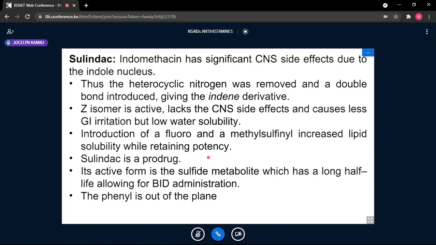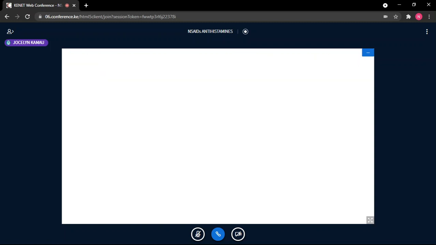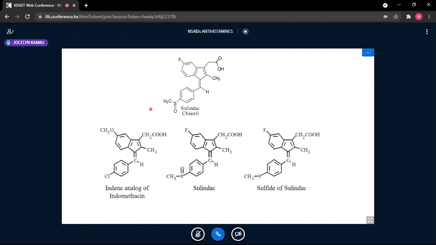In the body, it is going to be metabolized. Sulindac is a prodrug. Its active form is a sulfide metabolite. Again, the same things that we have talked about. So if we look at that compound, this is what we are talking about. This is our indene analog. That group there and that group are the same.